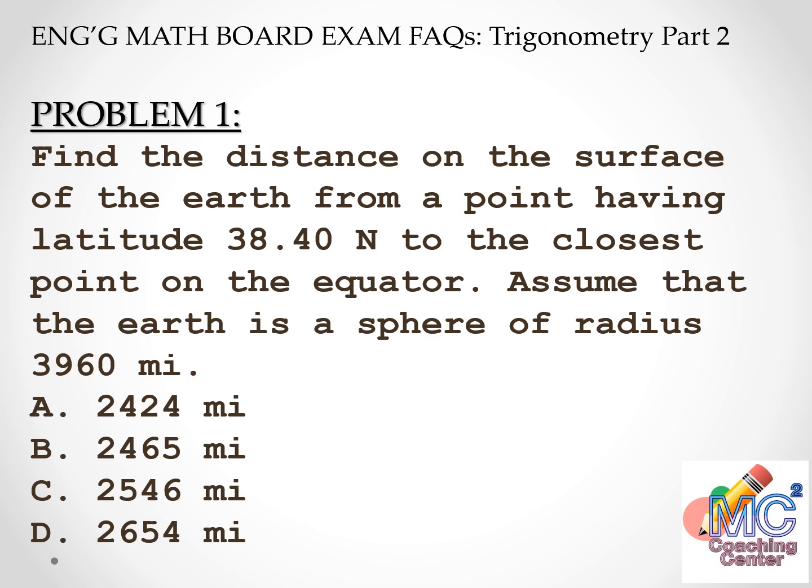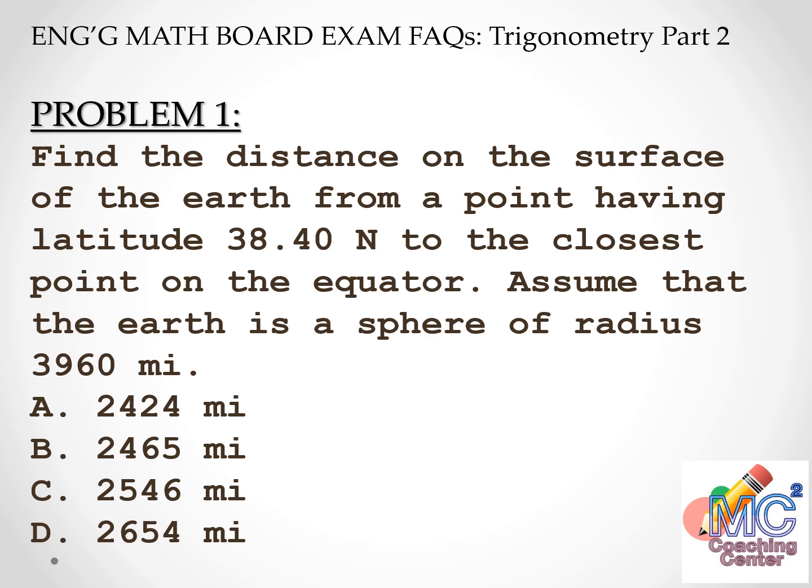So, problem number 1, we have: find the distance on the surface of the Earth from a point having latitude 38.40 degrees north to the closest point on the equator. Assume that the Earth is a sphere of radius 3,960 miles.